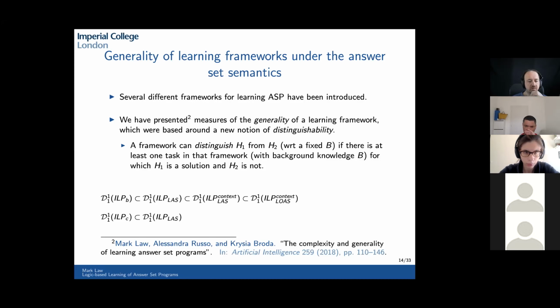And what we showed was that if you use this measure of distinguishability as a measure of the generality of a learning framework, learning from answer sets is strictly more general than both brave and cautious induction. In fact, there are some pairs of programs that can't be distinguished with either brave or cautious induction, that can be distinguished with learning from answer sets. And the extensions that I just showed you, so adding context and then adding ordering examples to learn weak constraints, strictly increase the generality of those learning frameworks.